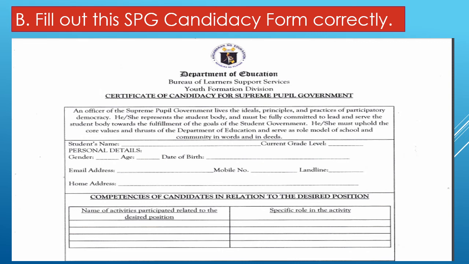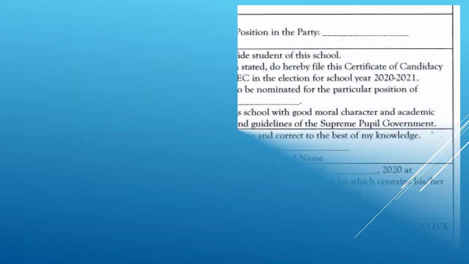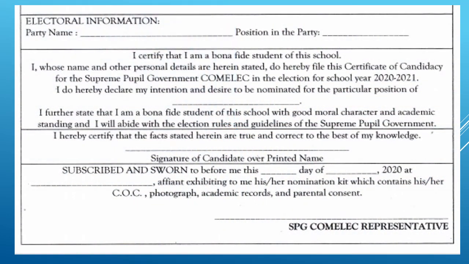So it asks your student's name, personal details, your gender, male or female, age, date of birth, email address, mobile, landline, and then desired position. So what position would you like to run for? Whether you'd like to run for vice president, president. Okay, so you write it there in the specific column. And next, there are electoral information, party name. You know party like June's party list. Okay, and then position in the party. You write your position in your party.